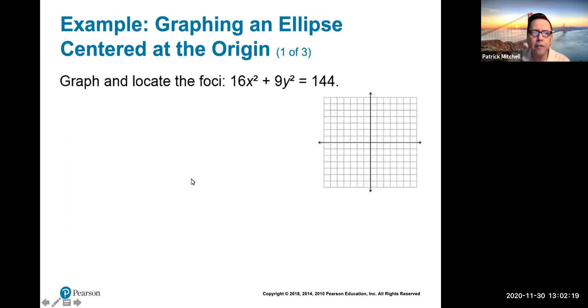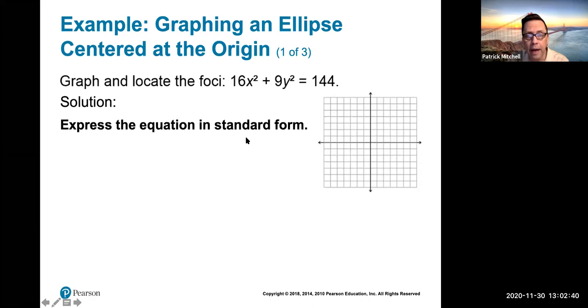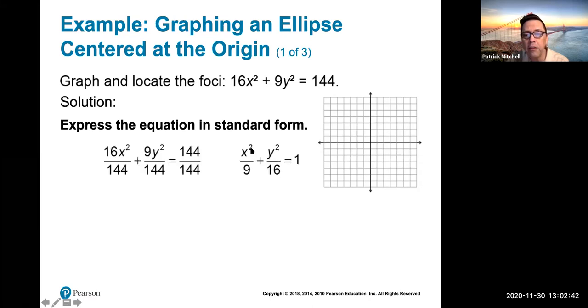All right, so our first example, we're going to graph this ellipse and also locate the foci. The equation is 16x squared plus 9y squared equals 144. The first thing I'm going to do is divide this equation through by 144 so that I have the 1 on the right-hand side. That gives me x squared over 9 plus y squared over 16 equals 1.